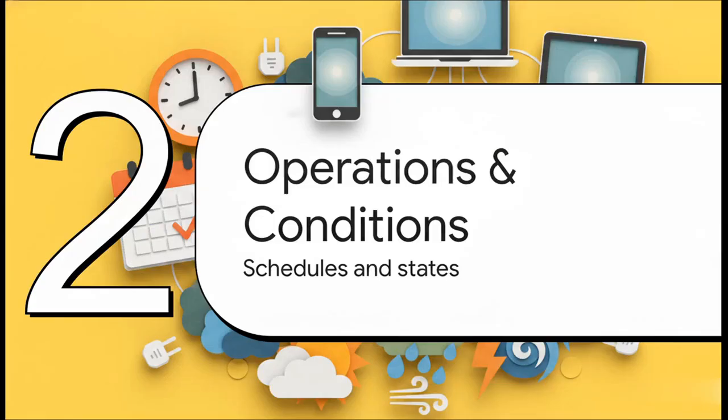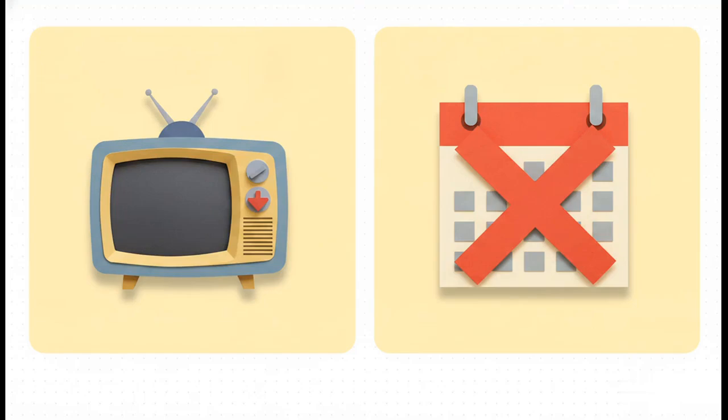Moving right along to Section 2, operations, cancellations, and conditions. Let's look at how this word governs our modern schedules, our electronics, and even the conditions of our environment. Look at how the meaning evolves here. On one hand, we have literal switches, powering down our modern devices, right? We turn the TV off, the lights are off, my phone is off. They're simply not operating.